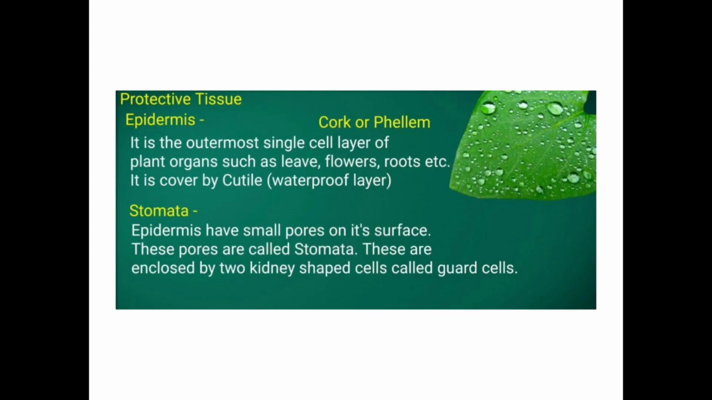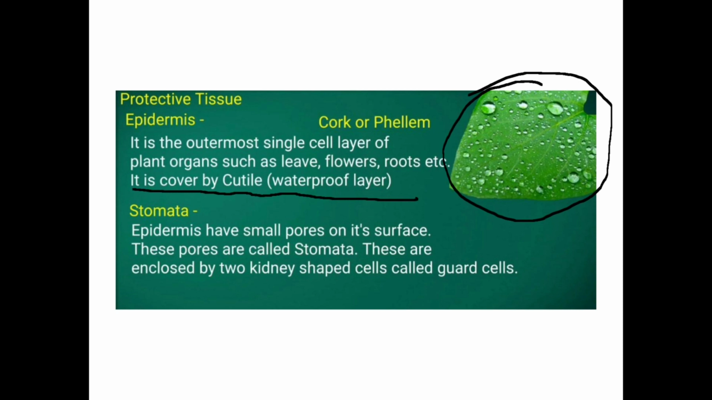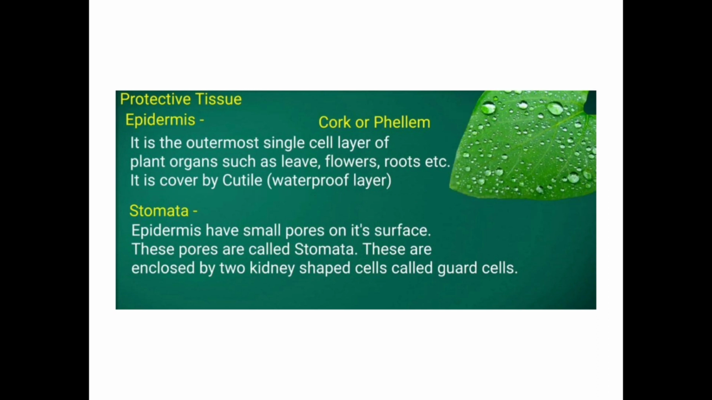So the first one is epidermis. Epidermis is the outermost layer of the plant. In the leaf, the outermost layer of the cells is covered with epidermis, and it is covered by a cuticle, a waterproof layer. You have seen structures like this. That means if you put water on it, it acts like a water repellent. So it is cuticle. This epidermis is covered by cuticle.